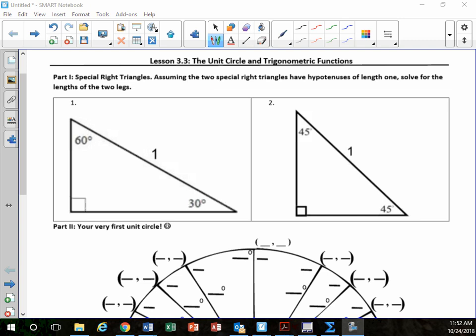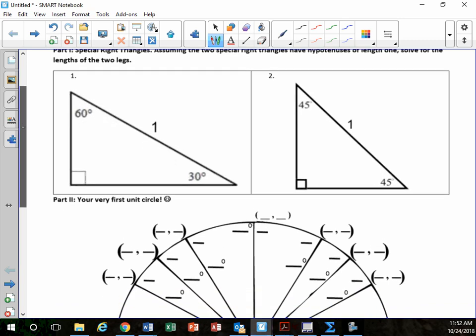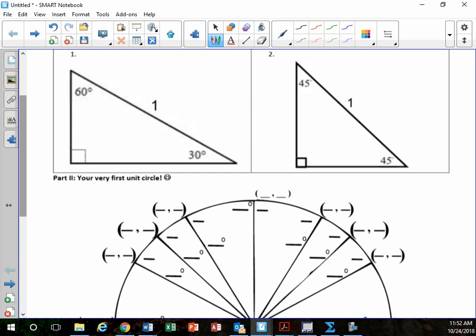All right, so again, we're talking about these special right triangles. We kind of just did this in your warm-up. If the hypotenuse is 1, what is the short leg of this triangle? 1/2. And what is the long leg? √3/2. And in the 45-degree triangle, if your hypotenuse is 1, what are both your legs? √2/2.